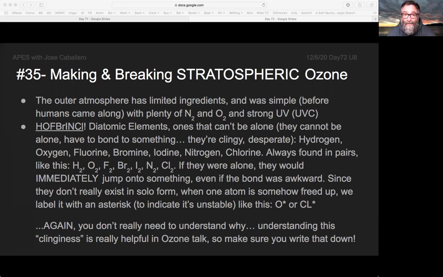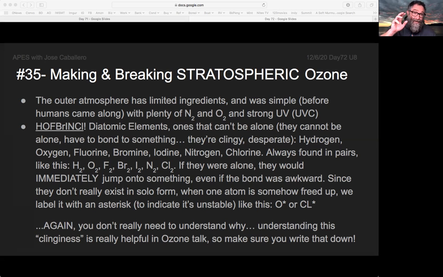Whenever we talk about oxygen, it's always O2. Whenever we talked about nitrogen in this class, it's been N2. These are diatomic. They don't like to be alone. If they were alone, they would bond with anything else. Even if it's an awkward, uncomfortable bond, they just can't be alone.